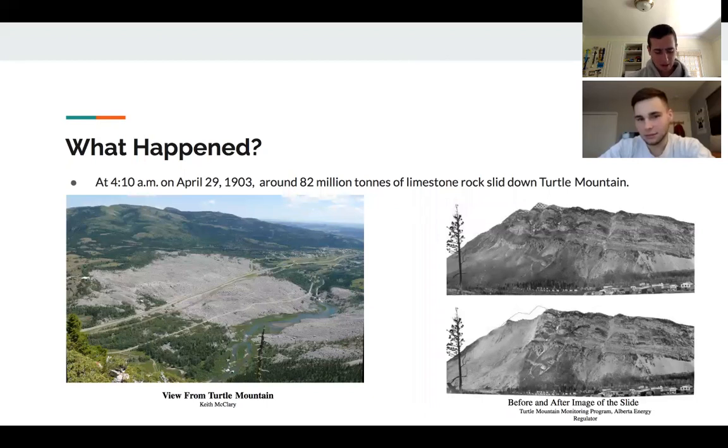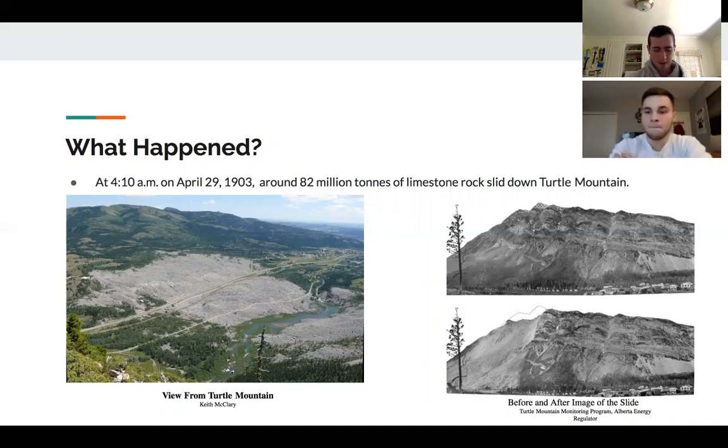So what happened? On April 29th, 1903, at 4:10 a.m., 82 million tons of limestone broke off the east face of Turtle Mountain and roared down into the valley. The rock slide took with it all parts of the mine's buildings, 1.2 miles of railway, and a part of Frank. Of the town's approximately 600 inhabitants, almost 100 were in the path of the slide, which took an estimated 70 lives.